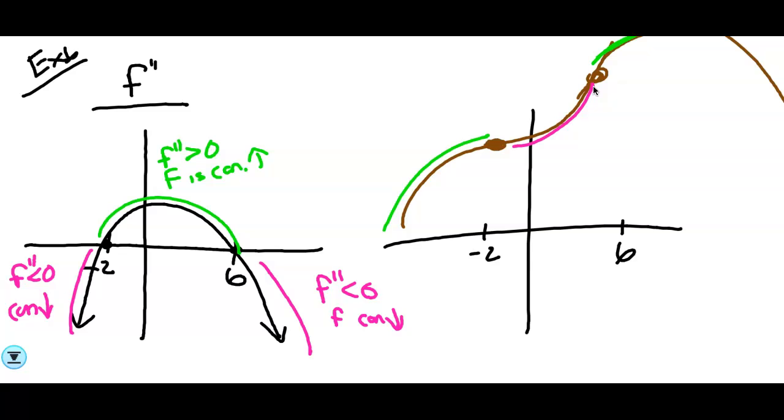Now I don't think this is the only way this could have been drawn. Let me show you another way this could be drawn. Concave down, concave up, concave down. We were right. So there are other ways to draw it, because concave down could be like this or like this. So it could go both ways.